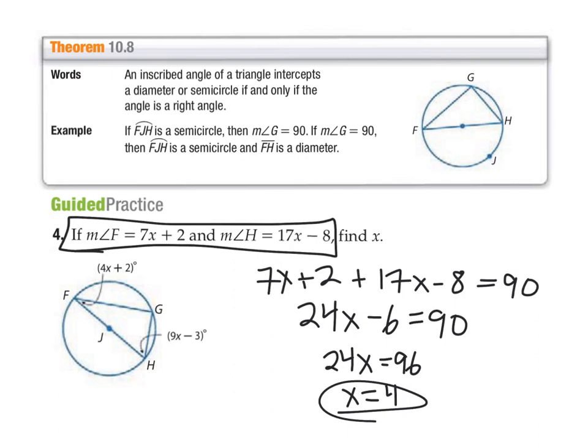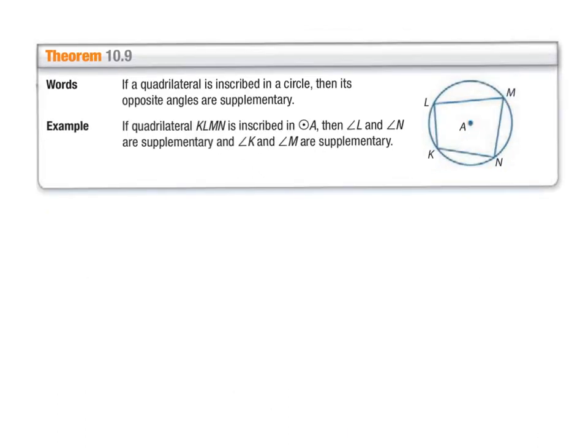We have one more theorem for today. Here it is. Theorem 10.9 is now talking about quadrilaterals inside of a circle, or inscribed in a circle. So to be inscribed, it has to actually touch the circle on all 4 points here. It can't just be like a random quadrilateral inside like that. It has to actually touch at the 4 points.